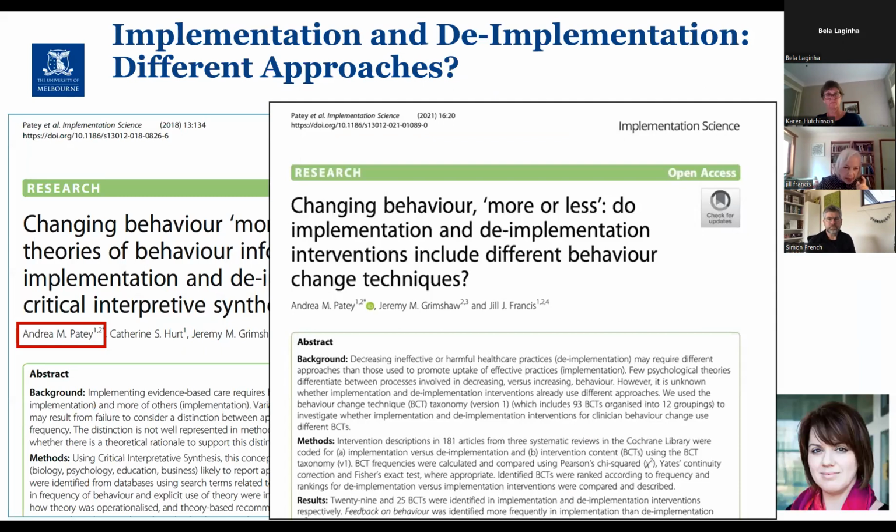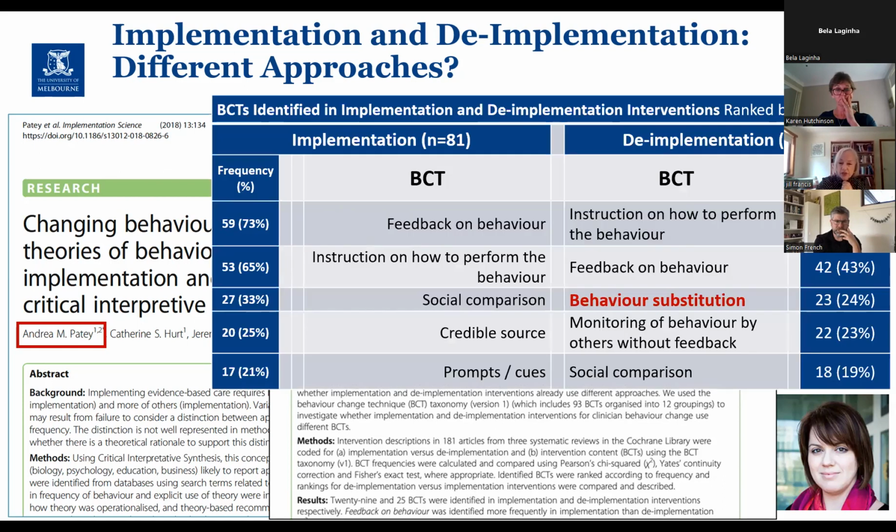So now let's go back to de-implementation in particular. My and Jeremy's PhD student in London, now working back in Ottawa, worked on this issue for an entire PhD, and Andrea's work is being published, or has been published now, including last year. So, changing behaviour more or less. And she identified that there are some different strategies that can be used for implementation versus de-implementation.